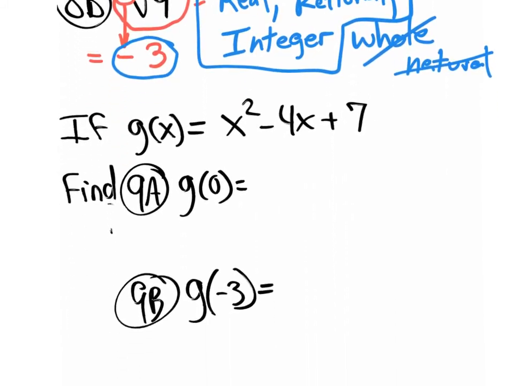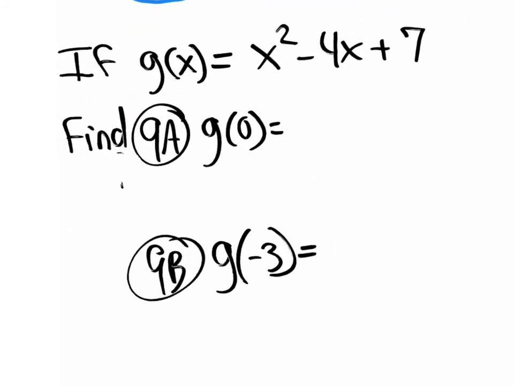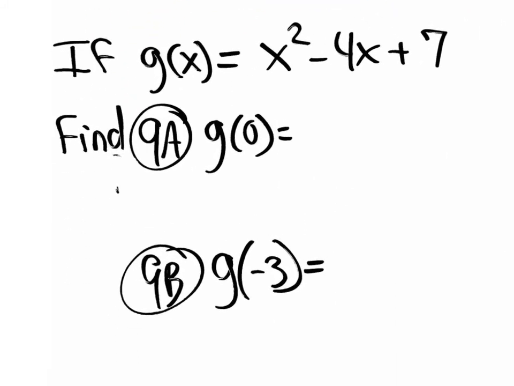Okay, so this next one, it's all about understanding the notation, guys. I've explained it on other videos. I've explained it in class. Hopefully we get it by Friday. G of x is just the name of this going on over here, the x squared minus 4x plus 7. It's just notation. So this is just notation, g of 0.